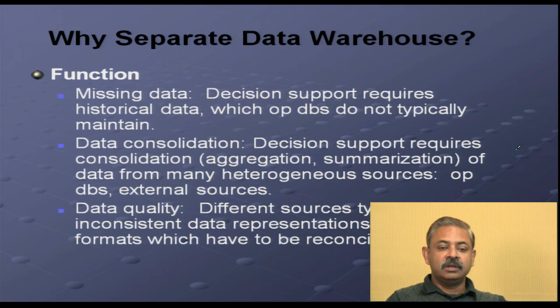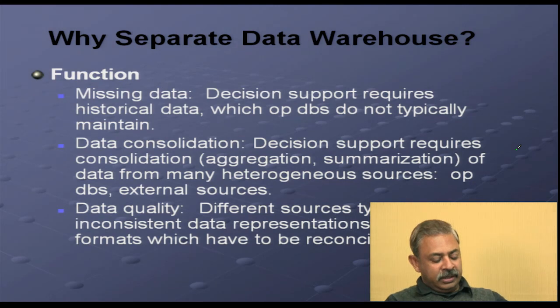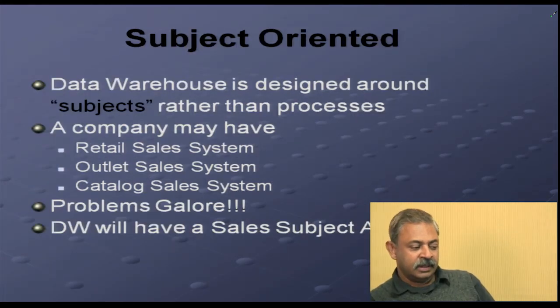So missing data. Decision support queries typically require very different data. And there are lots of problems with this, because if the company wants to know what is the total sales, it has to go to all these different kinds of systems, write queries or procedures to figure out what is the total sales, and then bring them together. So that is what you will do if you want the total sales from all the different sales systems that you have.